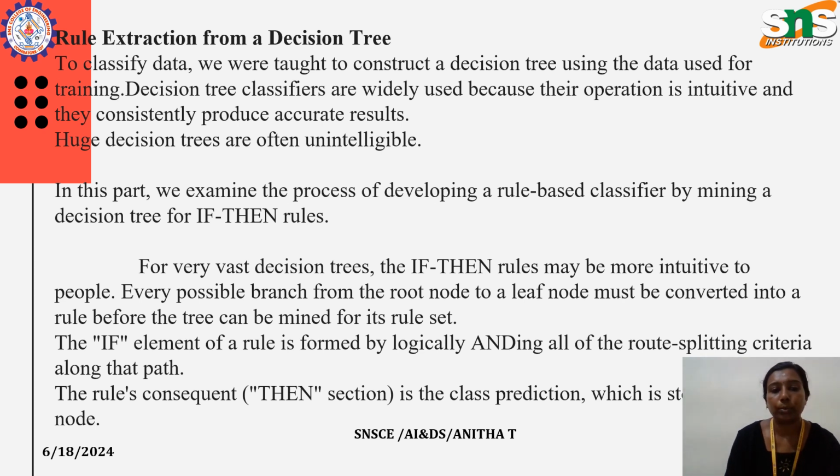Every possible path from the root node to a leaf node must be converted into a rule before the tree can be mined for its rule set. The if part of a rule is formed by logically ANDing the splitting criteria along that path. The rule's consequent is the class prediction, which is stated at the leaf node.